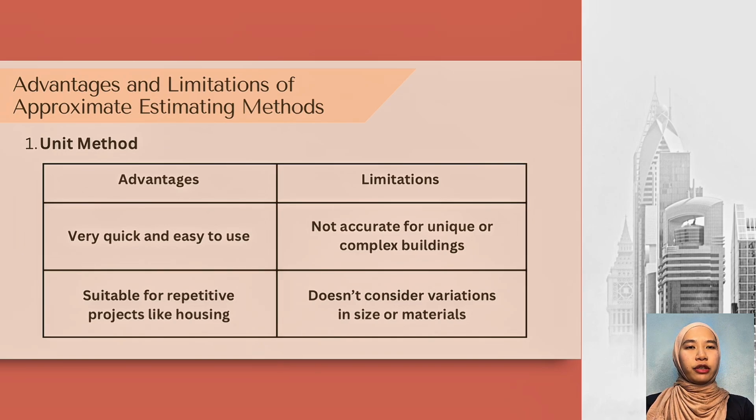Next, we have the advantages and limitations of the approximate estimating methods. For the first one, the unit method, the advantages are that it is very quick and easy to use, and it is also suitable for repetitive projects like housing. For the limitation, this unit method is not accurate for unique complex buildings, and it doesn't consider variation in size or materials.